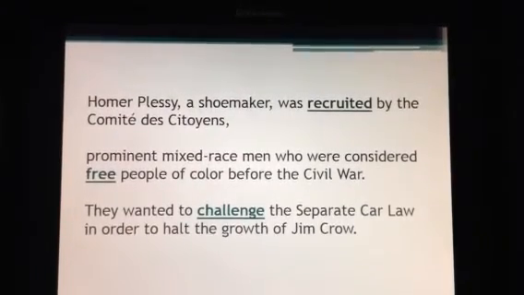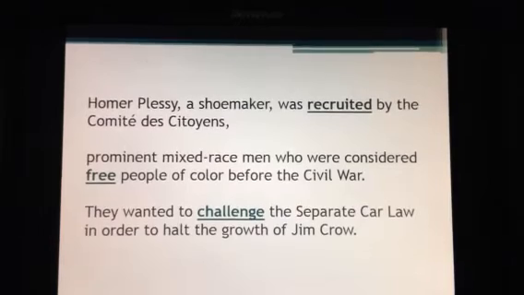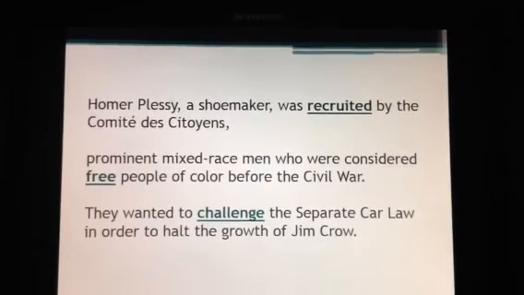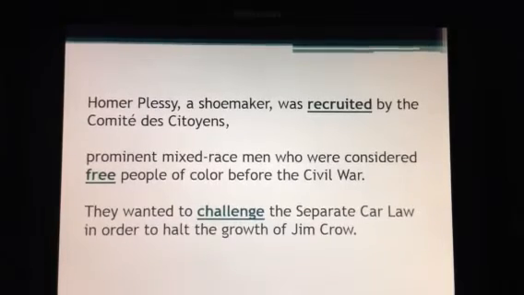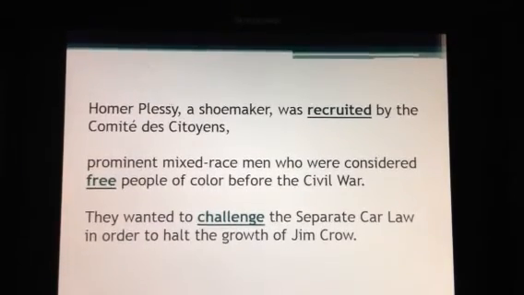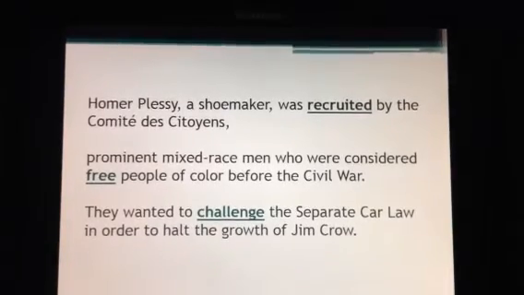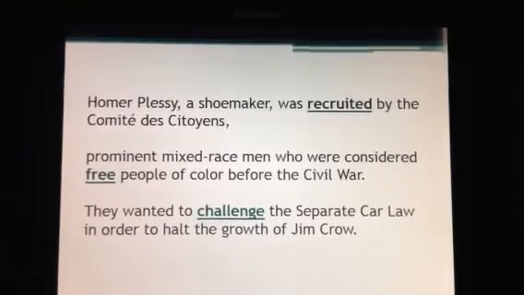Homer Plessy, a shoemaker, was recruited by the Comité des Citoyens, prominent mixed-race men who were considered free people of color before the Civil War. They wanted to challenge the separate car law in order to halt the growth of these Jim Crow laws. Again, Jim Crow, segregation. Just kind of equate segregation with Jim Crow.